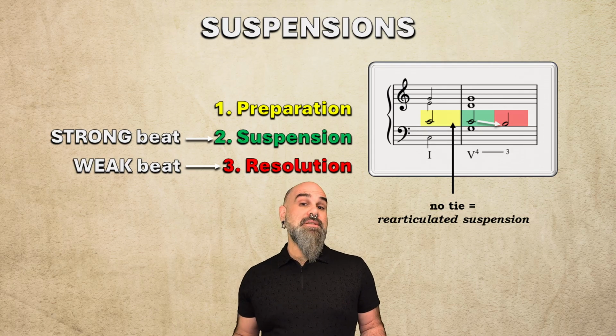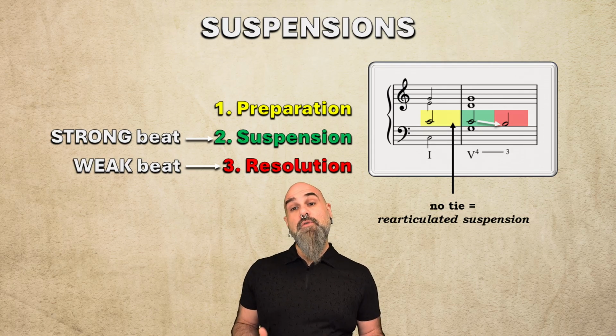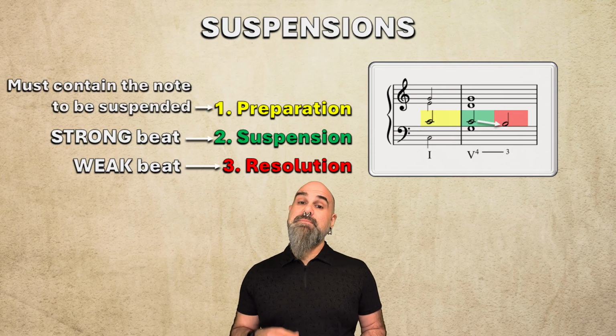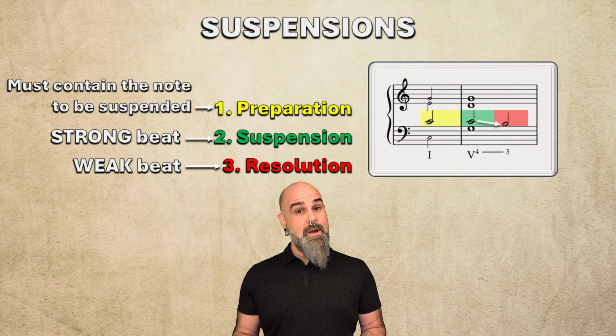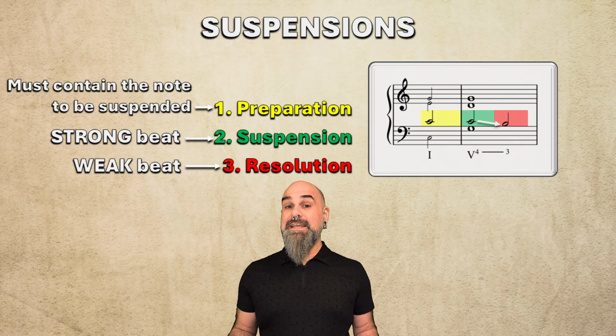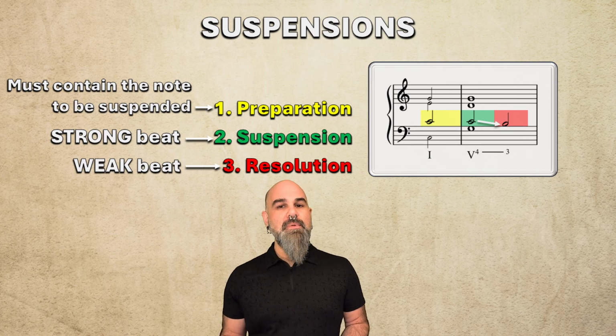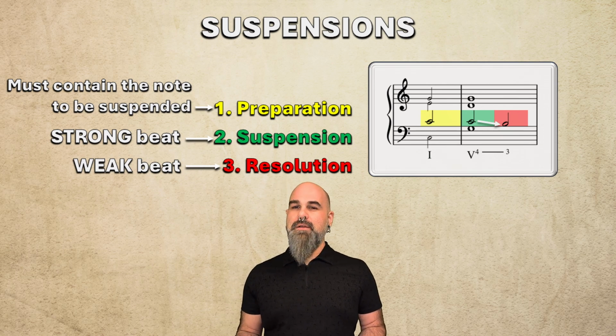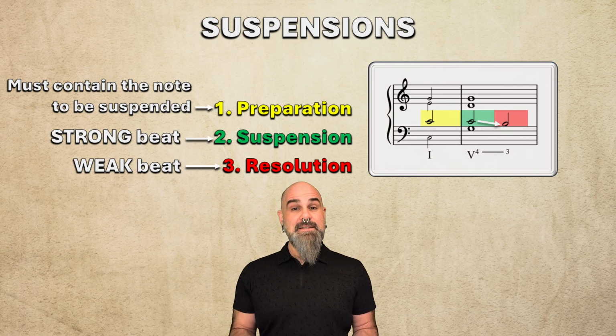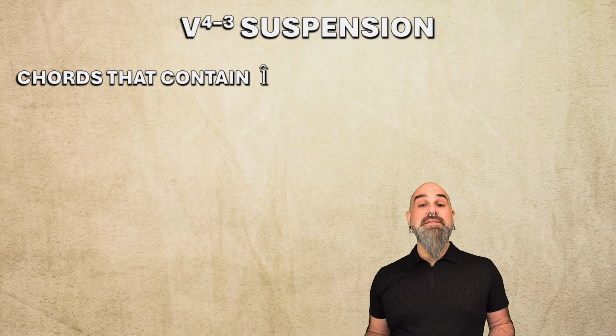Now, the preparation step limits which chords can come before the suspension. The note to be suspended must be in the chord of preparation. So, which chords can lead into a 5-4-3 suspension? Well, the note that's a fourth above the bass is scale degree 1, so that means the chord before it must contain scale degree 1. We have lots of options.